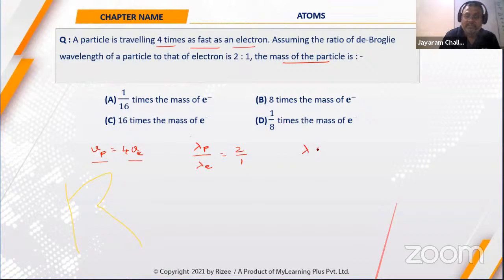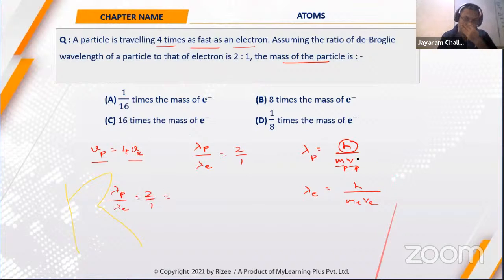As you know, the de Broglie wavelength, lambda is equal to h by mass into velocity. Here he has given the velocity, and he has also given the ratio of the de Broglie wavelengths of the particles. So this is lambda of the particle, mass of the particle, velocity of the particle. Lambda of the electron is equal to h by mass of the electron, velocity of the electron. Now, the particle to electron ratio, that is lambda p by lambda e, is equal to 2 is to 1.